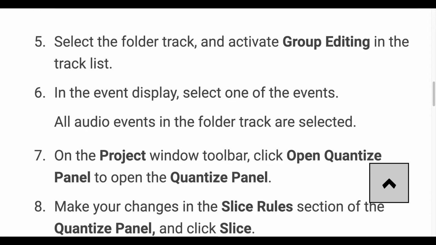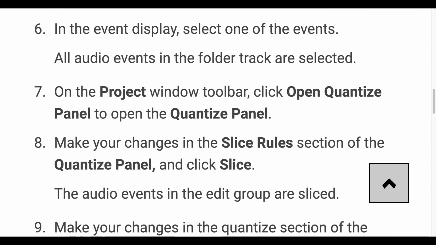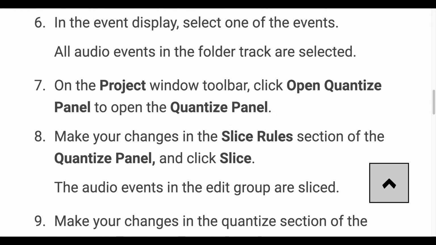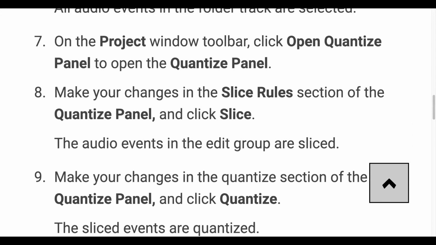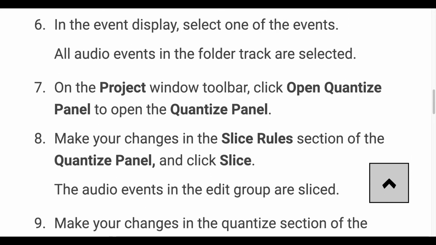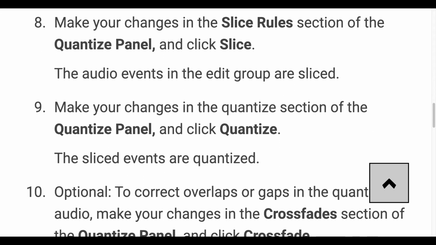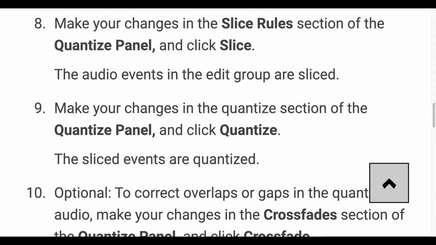Select the folder track, and activate group editing in the track list. In the event display, select one of the events. All audio events in the folder track are selected. On the project window toolbar, click Open Quantize Panel to open the Quantize panel. Make your changes in the Slice Rules section of the Quantize panel, and click Slice. The audio events in the Edit group are sliced.